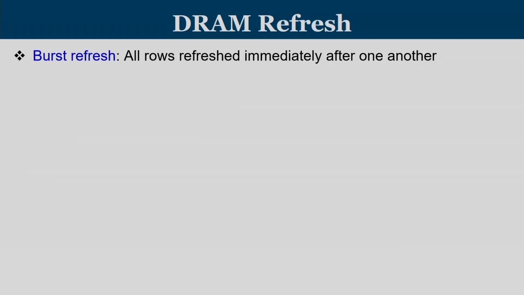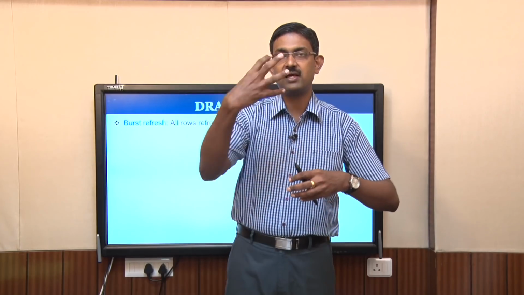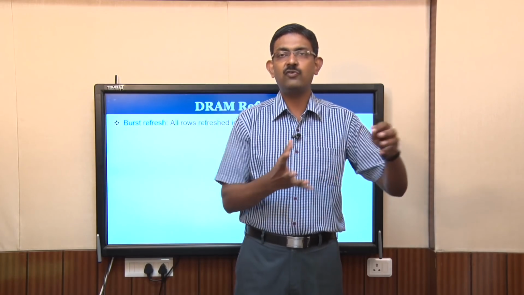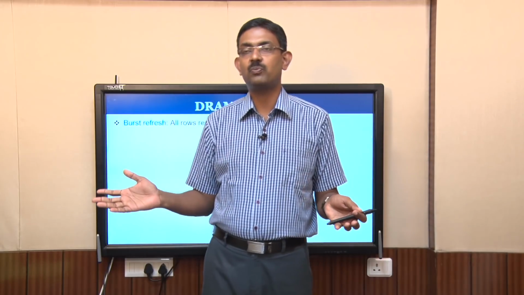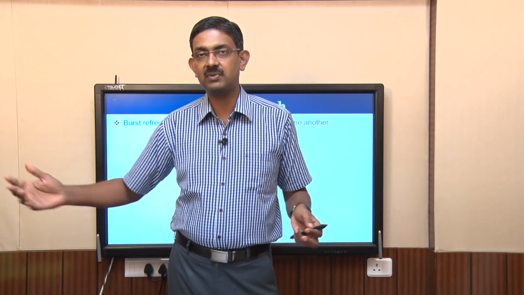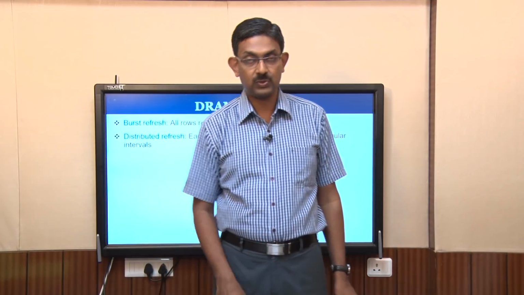So DRAM refresh is of two types. The first one is called burst refresh. All rows are refreshed immediately, one after another. Take one row, refresh it. Take another row, refresh it. Do it for all the rows, and then DRAM is opened for others. Again, after some time, you move into the refresh again.